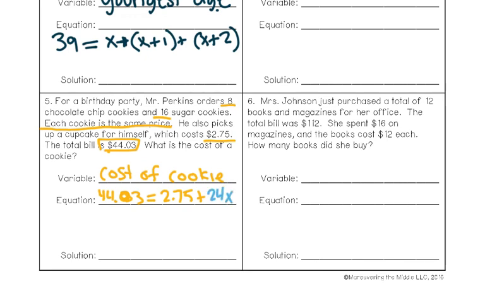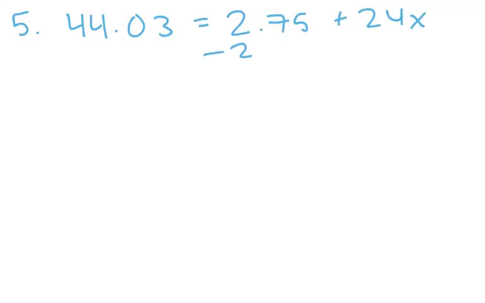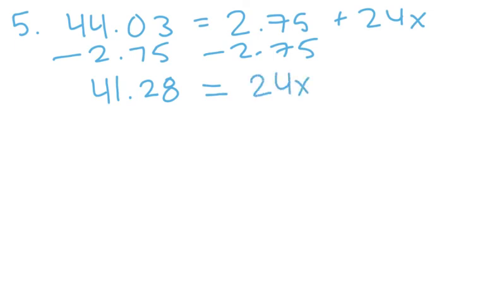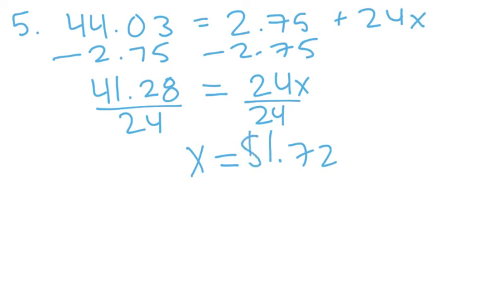24x. That is our equation. I'm going to go over to another page to solve this out. Okay, let's solve this. We are going to get rid of this 2.75 and subtract it from both sides. There we go. 44.03 minus 2.75 is going to give us 41.28 equals 24x. Then we are going to divide out the 24, which leaves us with x equals $1.72. That is how much each cookie costs.